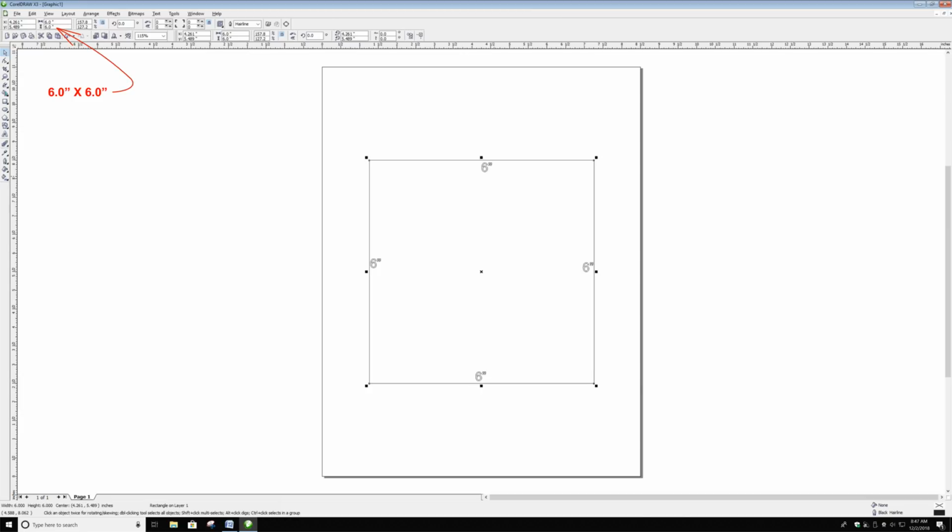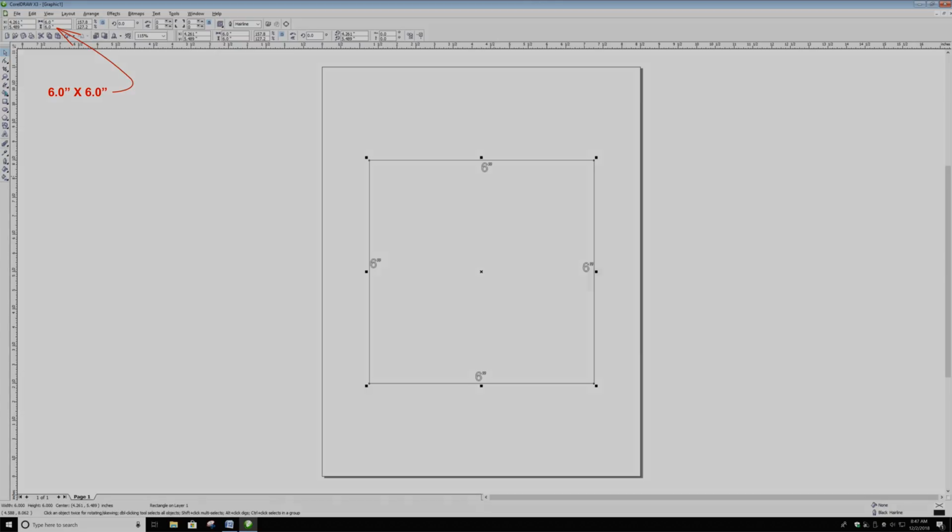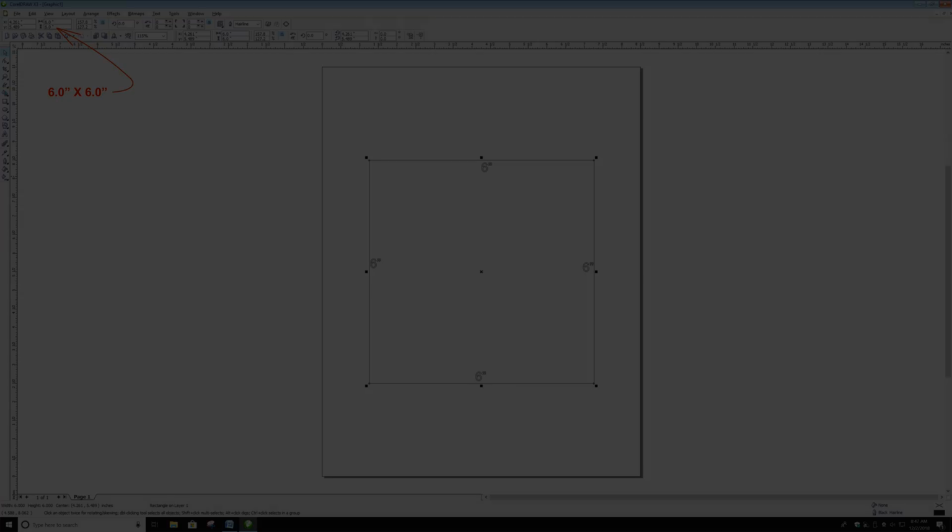However, that 0.33, if I was to squash the whole thing down by 0.33, what percentage would that be? I'm just going to have to figure that out.